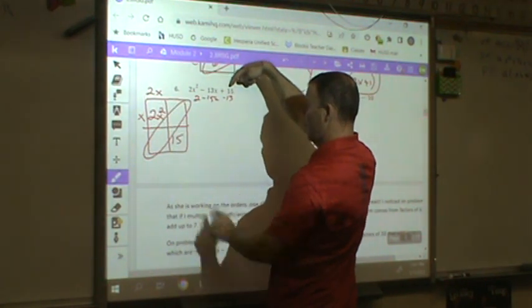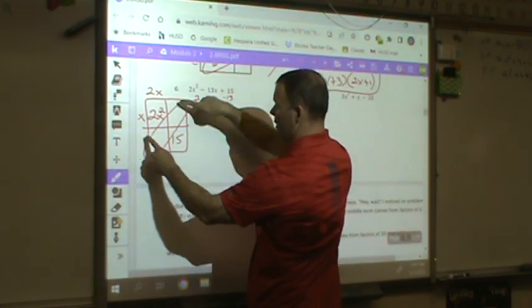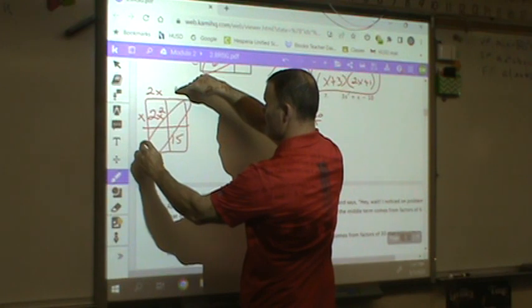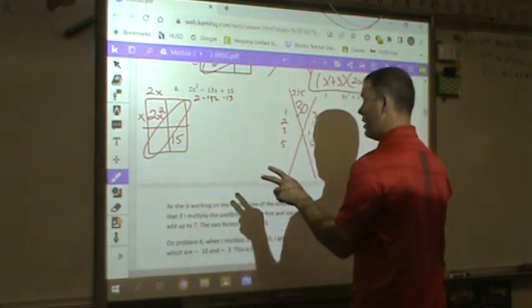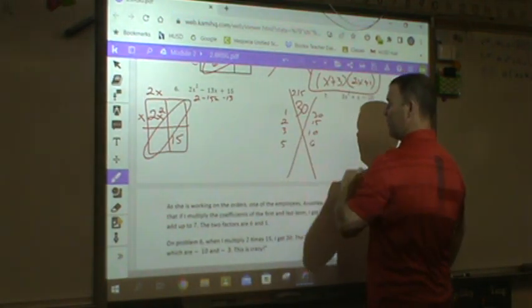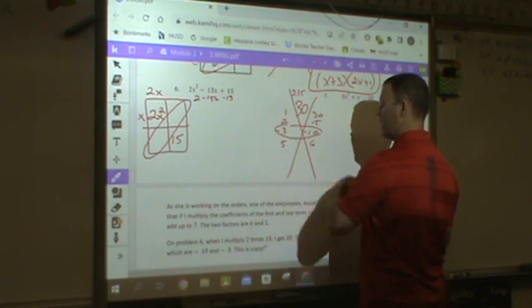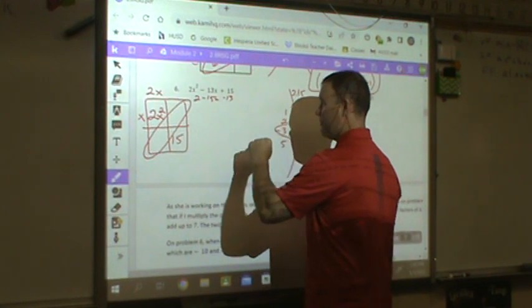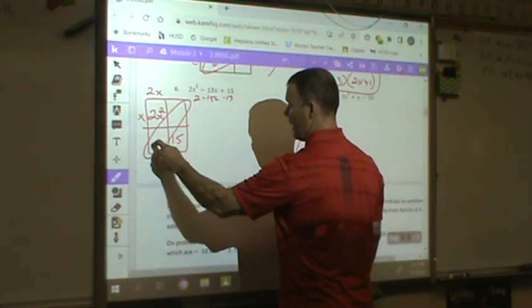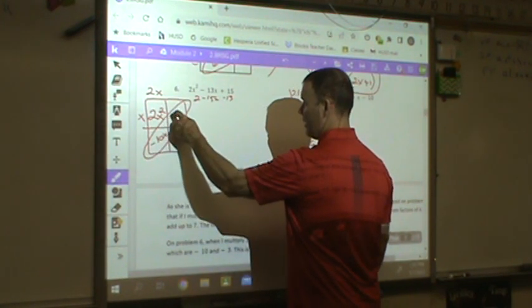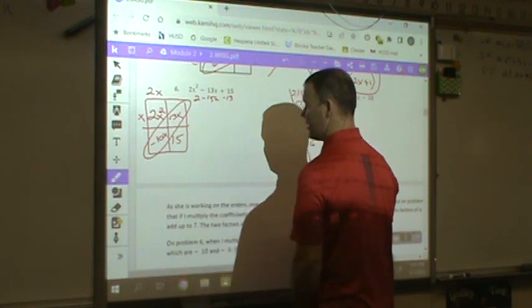What's the last value? The last value is positive. The only way I get a plus 15 is both of these are the same sign, whether they're positive or negative. Are both 2 and negative 15 the same sign? No. So I need a negative 3 and a negative 10. I got to go back and explain that to my other classes. So I'm going to get a negative 10x and a negative 3x. That's what I'm going to get.